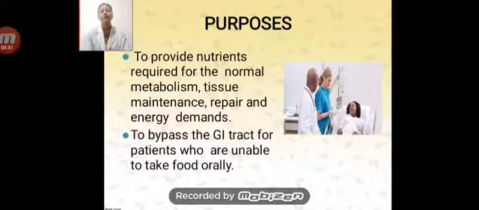So the main purposes of this procedure are to provide nutrients required for normal metabolism, tissue maintenance, repair and energy demands, and to bypass the GI tract for the patients who are unable to take food orally.